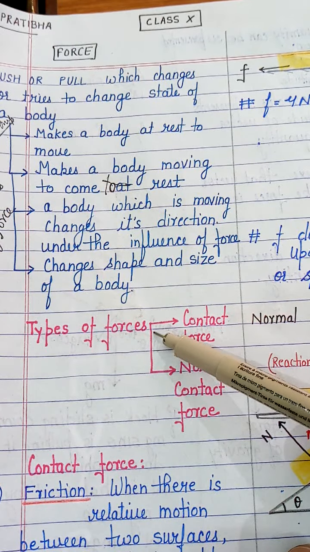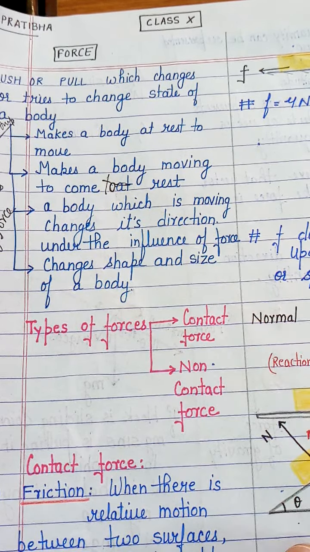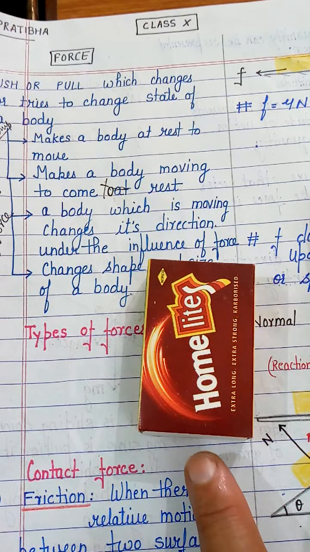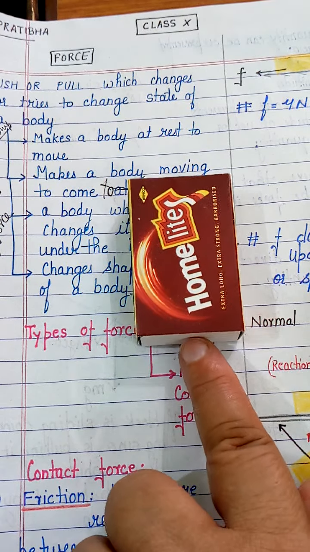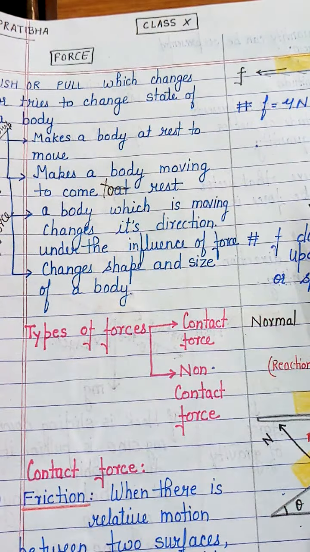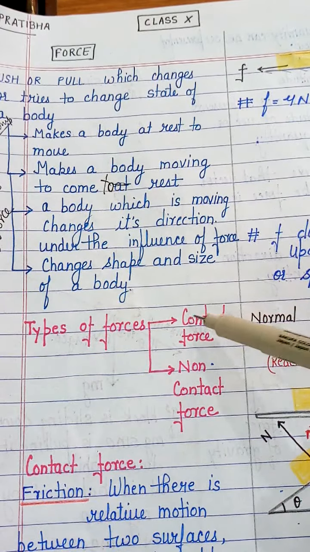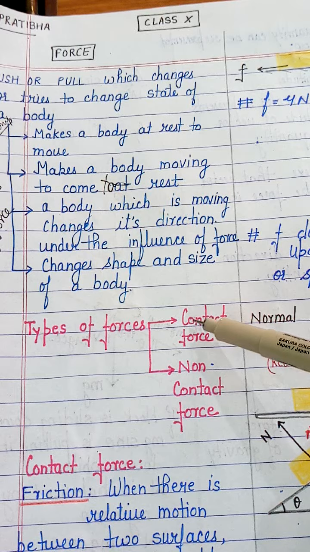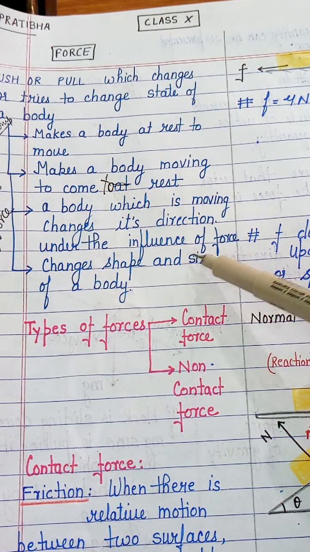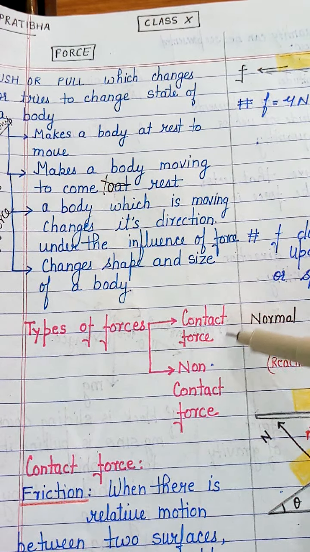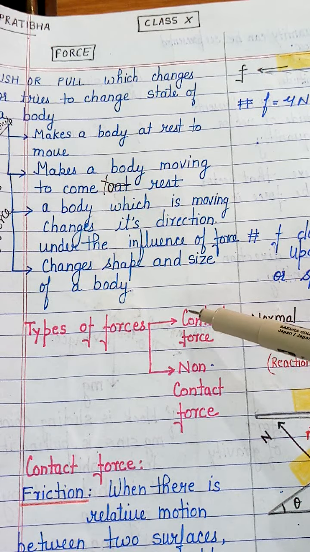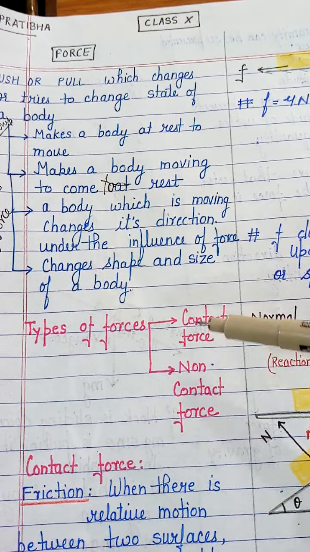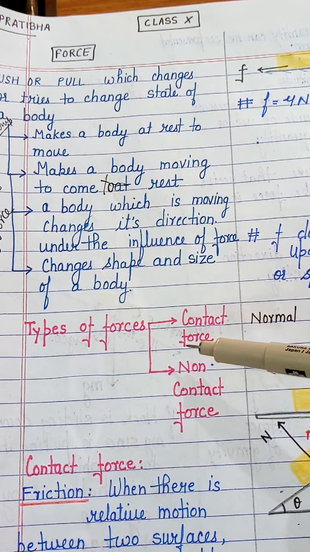Types of forces. You have seen that if I want to make this object to move, I have to touch it. So there are forces which when come in contact with the body then changes the motion or shape or size. So those forces are called contact forces. For example, friction, normal reaction force, tension, spring force.